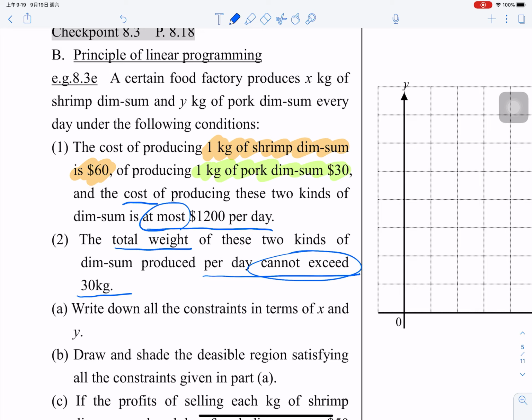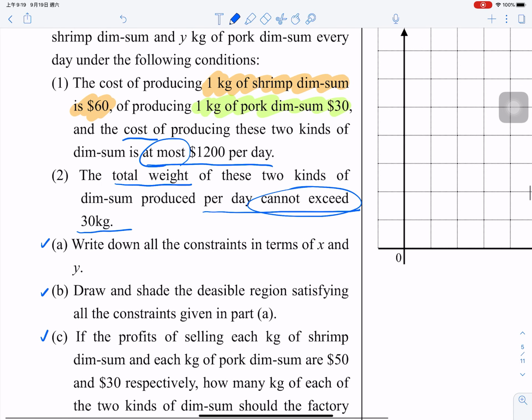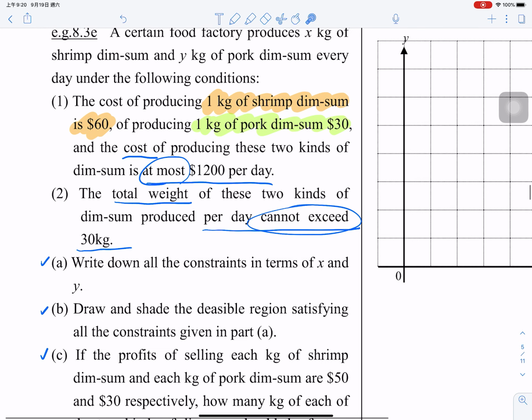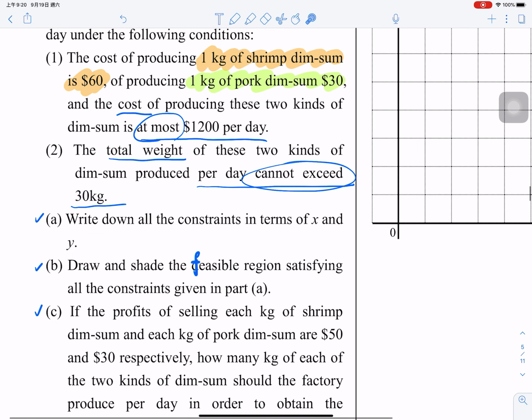Let's see parts A, B, and C. Part A: write down all the constraints in terms of x and y, that means about the spring dim sum and the pork dim sum. Part B: draw and shade the feasible region satisfying all the constraints given in part A. This one should be feasible, okay?